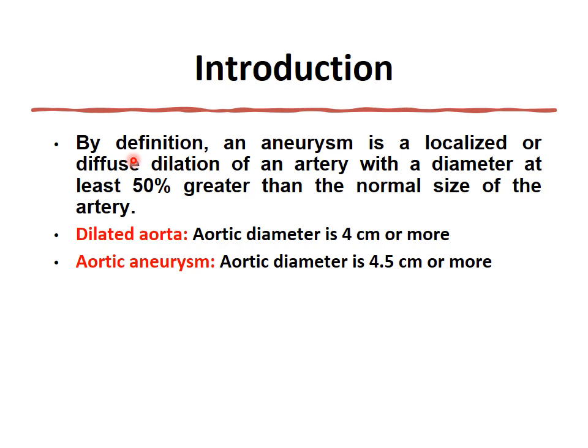So, what is the definition of aneurysm? By definition, an aneurysm is a localized or diffuse dilatation of the artery with diameter at least 50% greater than the normal size of the artery. How to differentiate between dilated aorta and aortic aneurysm? We use the term dilated aorta if the aortic diameter is 4 cm or more. If the aortic diameter has reached 4.5 cm or more, we call it aortic aneurysm.